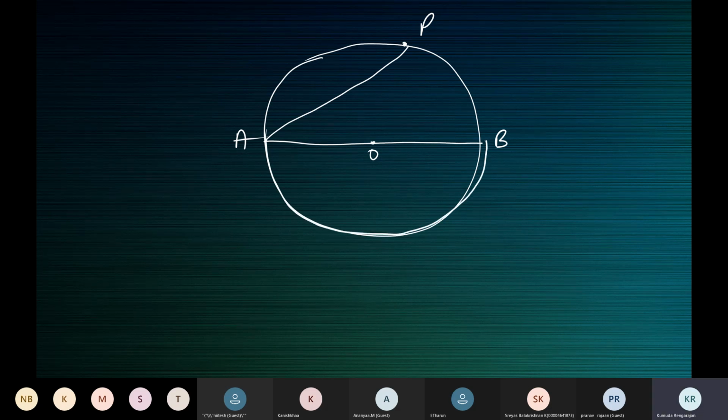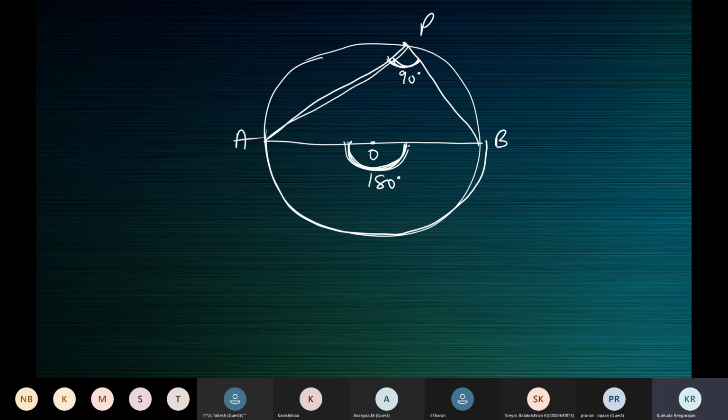The semicircle is an arc. Join the ends of the arc to the point P, so A to P and B to P. This angle is 90 degrees. Why? Because the angle at the center is 180 degrees, so it's half of 180, which is 90. By the theorem, the angle at the center is double the angle on the circumference.